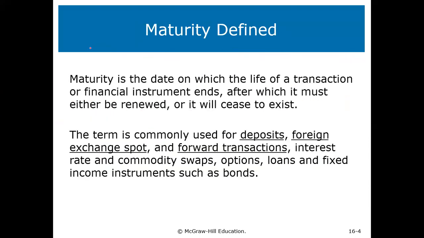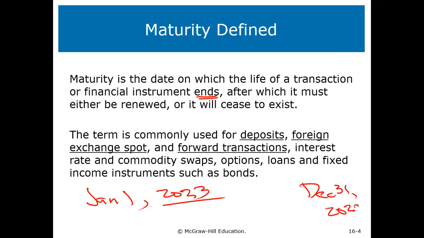All right. Ano yung maturity? So let's define this. Maturity, ito yung date on which the life of the transaction ends. Humiram tayo January 1, payable December 31. Let's say January 1, 2023, we loaned an amount payable December 31, 2023. Ang tawag dito sa December 31 na 'to, that's the maturity date. So, this is commonly used for deposits.